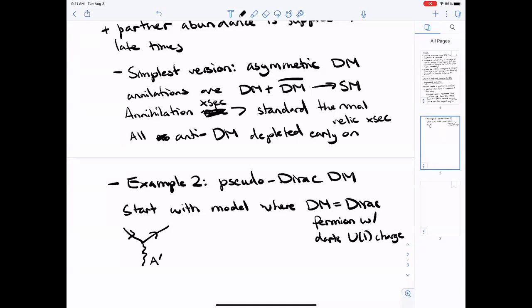But then it's possible to add extra terms to the Lagrangian that split the 4 degrees of freedom of this Dirac fermion into 2 Majorana fermions that are slightly different in mass. Okay, and that's what's called a pseudo-Dirac fermion. So at low energies, there are 2 slightly different mass eigenstates which each have 2 degrees of freedom. Okay, this is a sketch of the particle physics. The important thing is at the end, there's a dark matter Majorana fermion, and there's a slightly heavier, like dark matter star Majorana fermion.